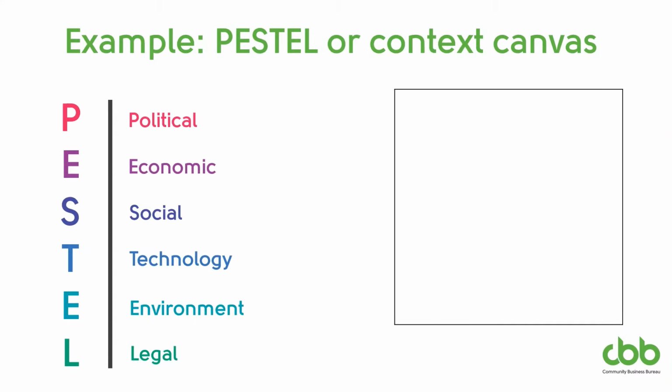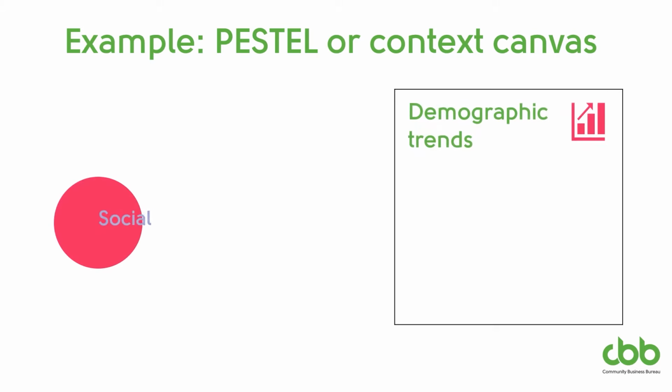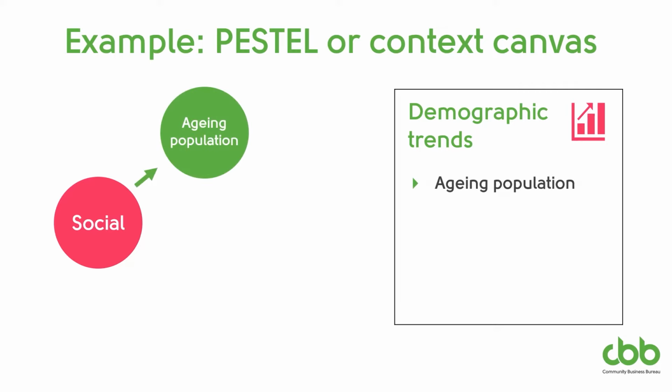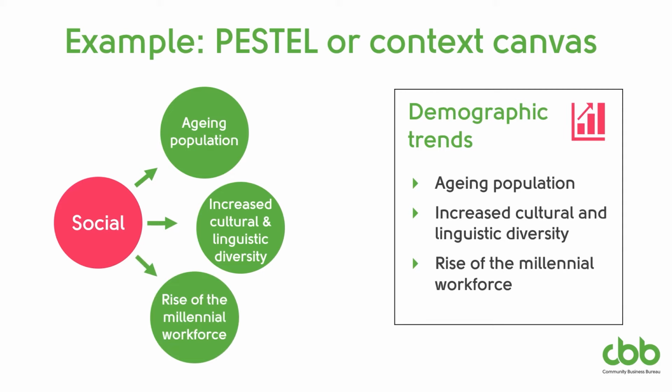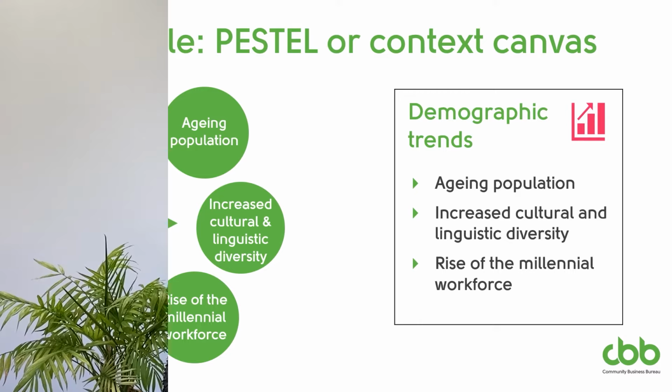So for example, looking at the social context under Pestel or demographic trends under the Context Canvas is really important for the sector. Social and demographic trends such as an ageing population, increased cultural and linguistic diversity and a rise of millennials in the workforce indicate the likely social issues we may need to address in future, as well as impacts on the paid and volunteer workforce and donor support.